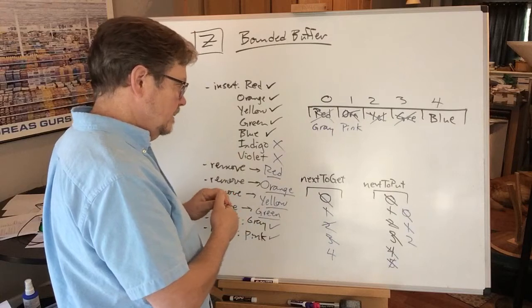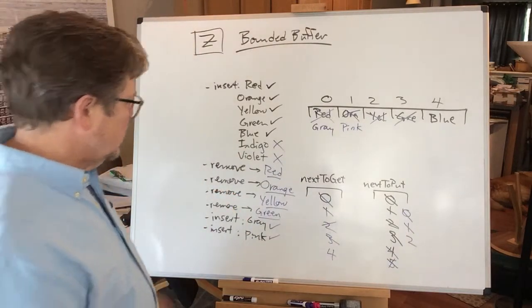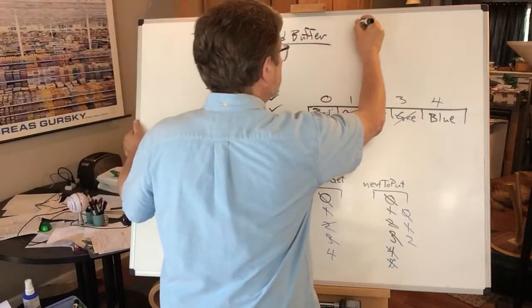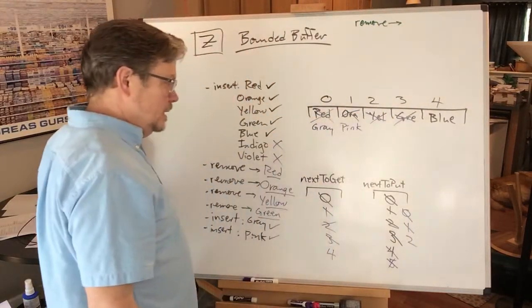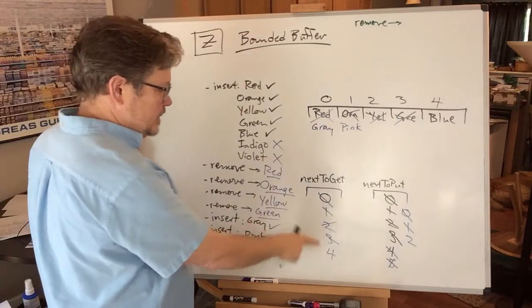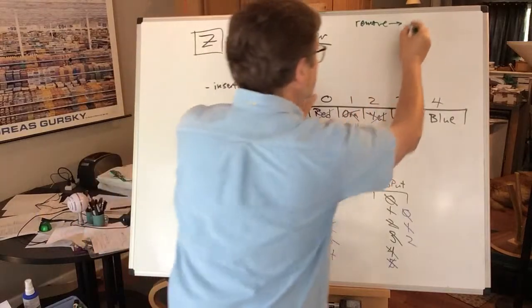And let's see. We haven't done a remove in a while. I'm going to do a remove operation, just see what I get. Am I going to get anything? Yes, the next to get is 4, slot 4, and there is a blue, so I get blue.